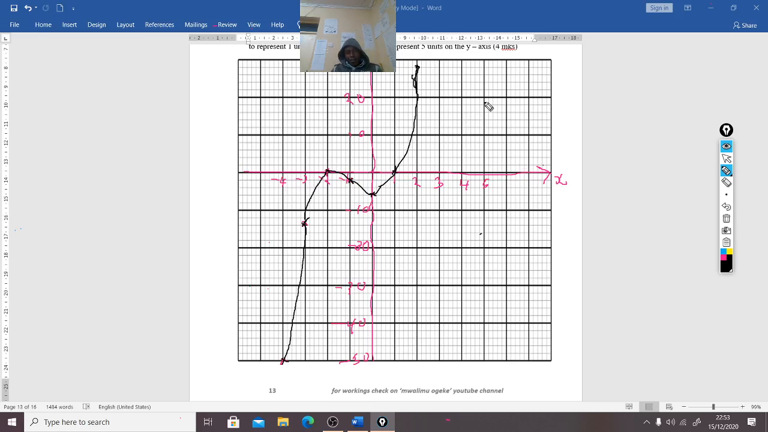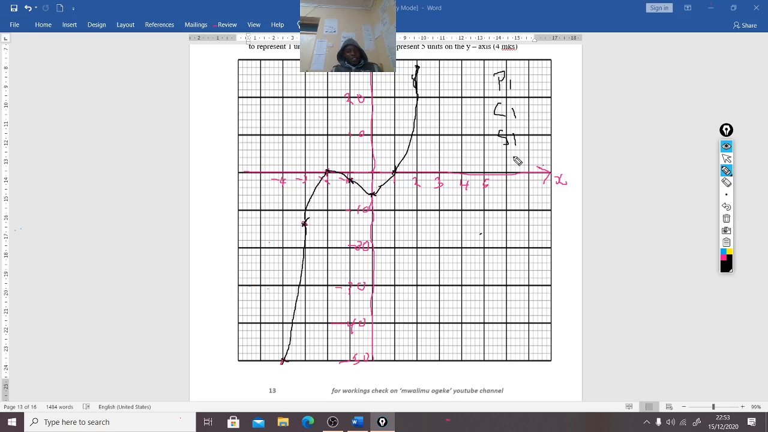Plotting will carry 1 mark. Then we shall have a mark for the curve. If you have used a good scale, you shall have 1 mark. So a good scale 1 mark, for a curve 1 mark, plotting 1 mark, and then for the axis also 1 mark. So that is you score your 4 marks.